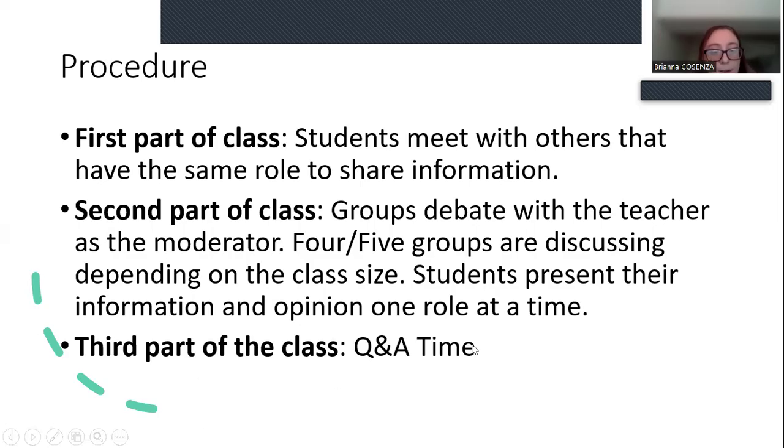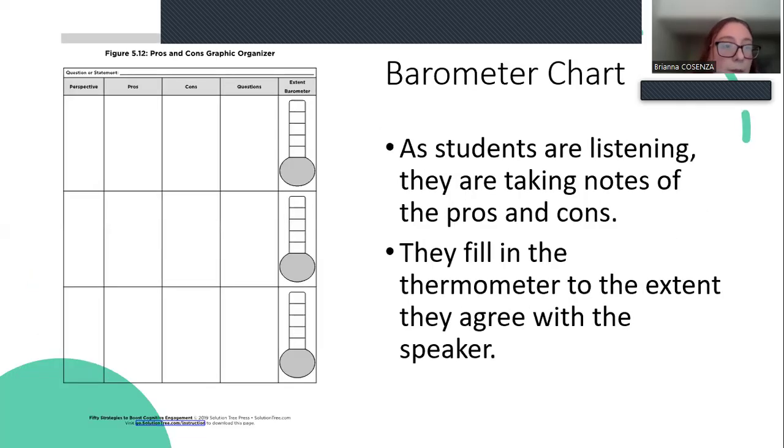And then the third part of the class, I have Q&A time, in which students in the group will do Q&A with the different roles, and they'll decide on a decision. Yes, we'll go online. No, we won't.